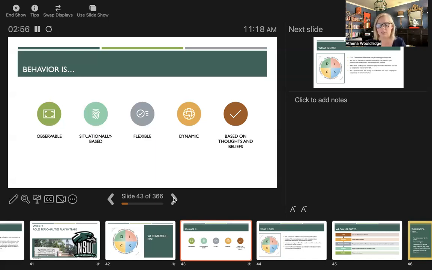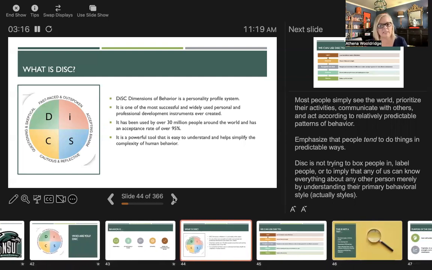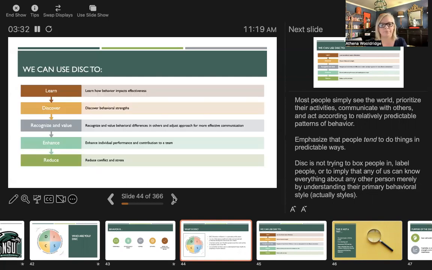The one thing that I want you to keep in mind is that behavior is highly influenced by our individual thoughts and beliefs. As we get into it, we're going to talk about what that value system does to behavior and how easy or difficult it is to change something when it's rooted in a value system. Okay, what is DISC? Like I said before, it's a personality profile system. It's really one of the most successful that we've seen. And it has now usurped a lot of the ones that you've seen in the past, like Myers-Briggs, because it is so easy to understand and apply.